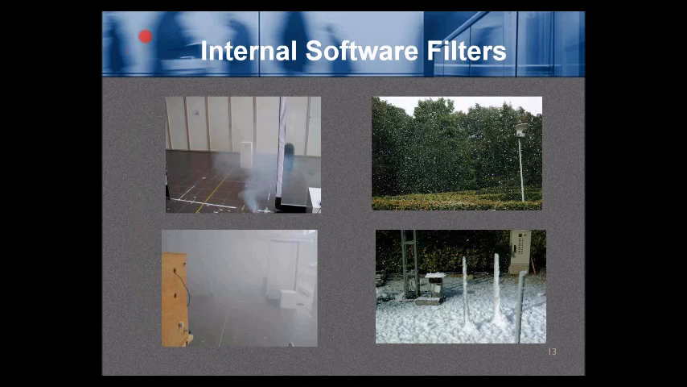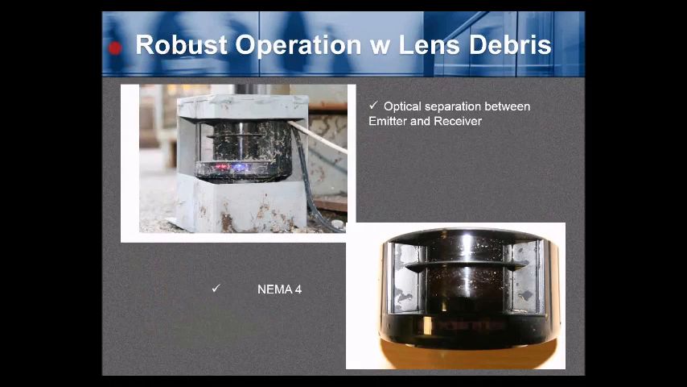Internal software filters. Here are some examples of some testing that was done previously. Fog, smog, snow, rain filters built into the sensor. Robust operation with lens debris. Here, this example showing debris on the lens as well as down here. Optical separation between the emitter and the receiver here and then down here. And the enclosure is NEMA 4 rated.